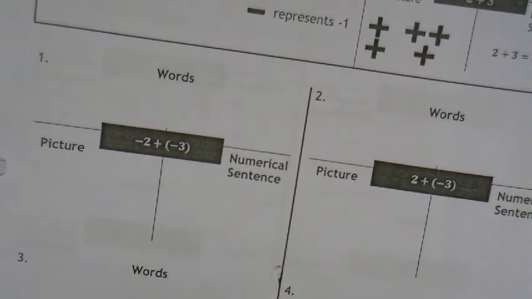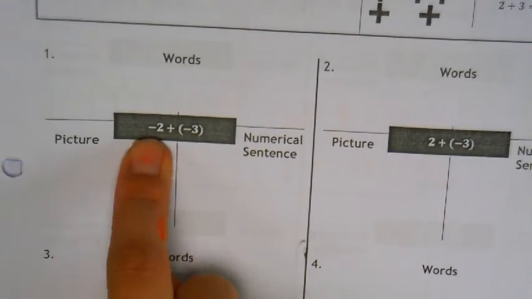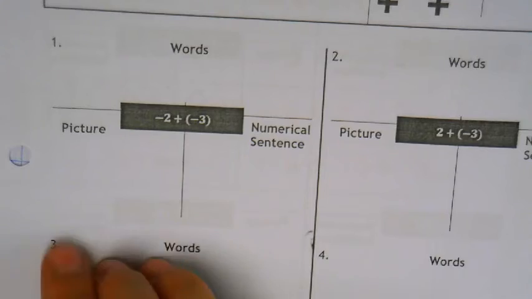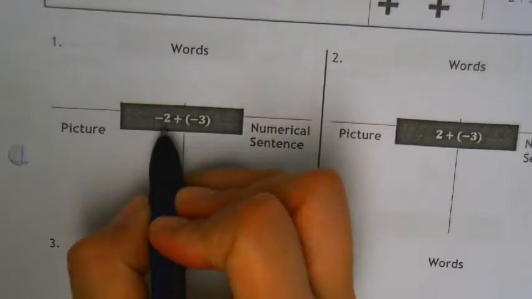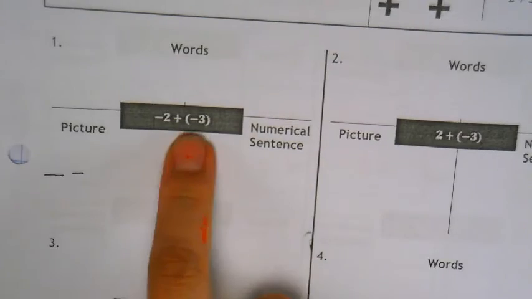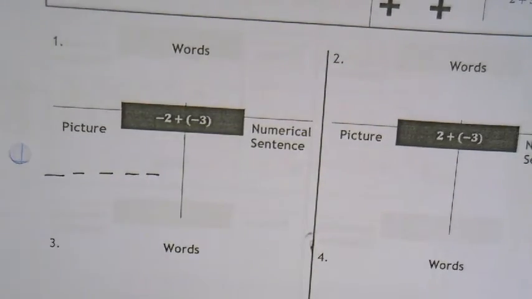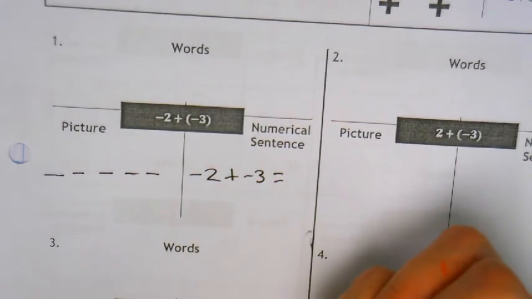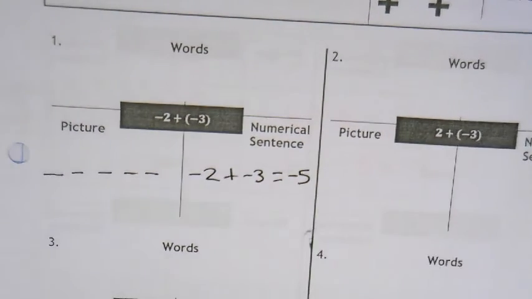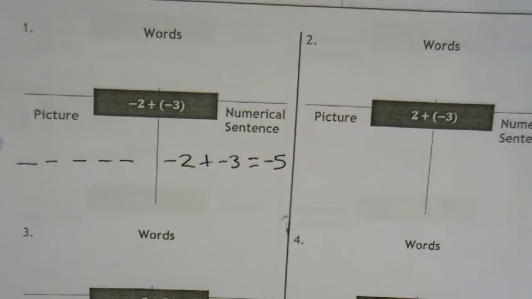Okay, here we go. So, here's number 1. -2 plus -3. Picture. That's the tiles. So how do we draw this? -2, 1, 2. Plus -3, 1, 2, 3. So, -2 plus -3 is equal to? -5. We're okay? So, the next one.